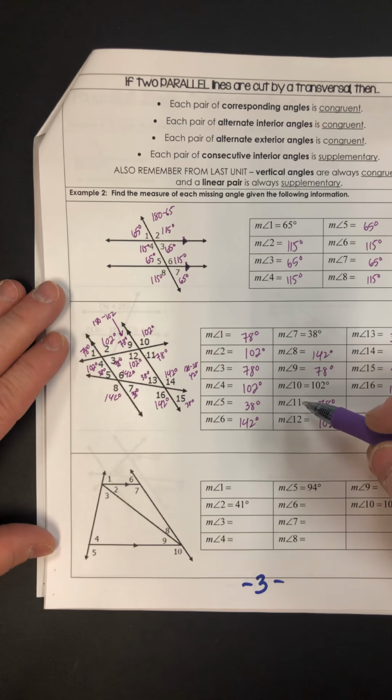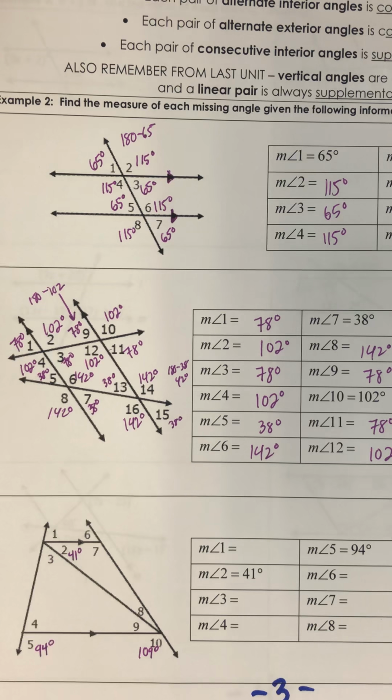All right, this other figure here, what can we find out? We're given, let's see, what are we given? Angle 2 is 41 degrees, so let's write that in. And angle 5 is 94 degrees, so let's write that in. And angle 10 is 109. Okay, so we're going to use supplementary. You know that if you have a triangle, all 3 angles add up to be 180. We can use that in here.